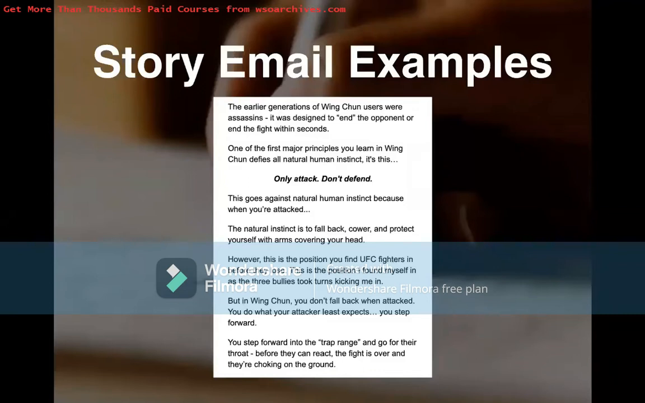But in Wing Chun, you don't fall back when attacked. You do what your attacker least expects. You step forward. You step forward into the trap range and go for the throat. Before they can react, the fight is over and they're choking on the ground.